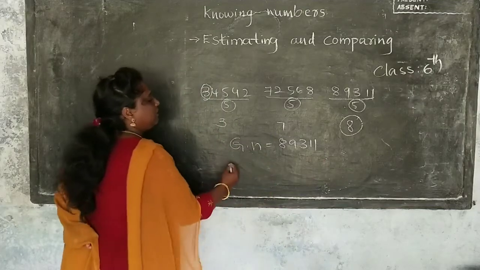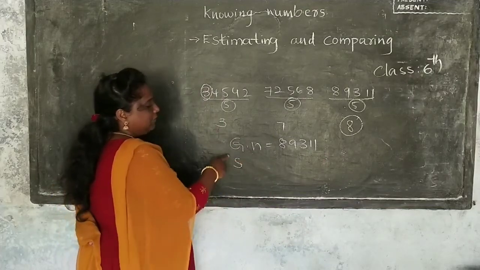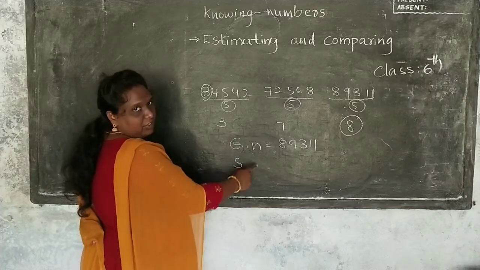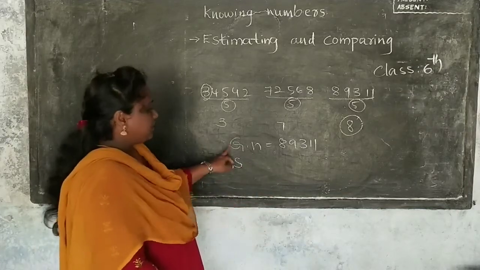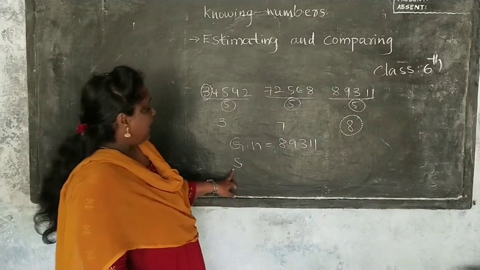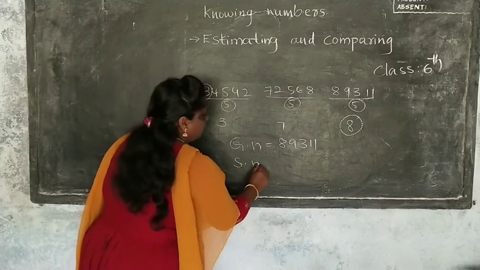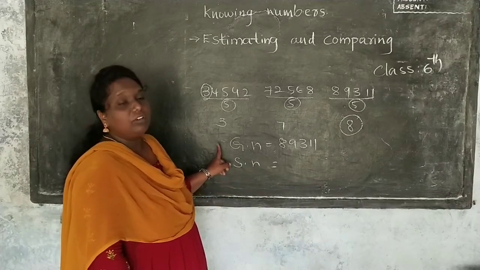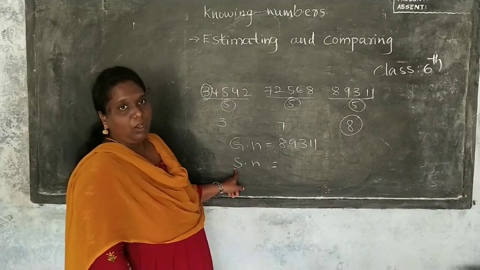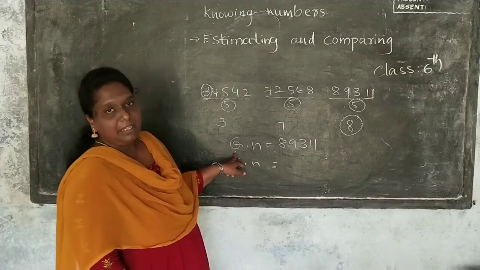89,311, and then here I am writing GN and SN. Your 6th class children, you can follow my class also. GN means greatest number and SN means smallest number. But you don't write like this. You can write in your homework book greatest number and smallest number. Okay? For my convenience I am writing like this.